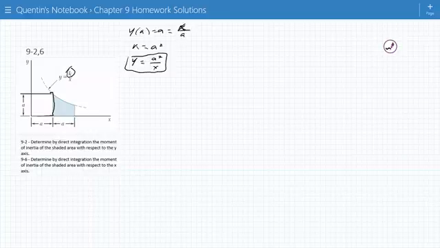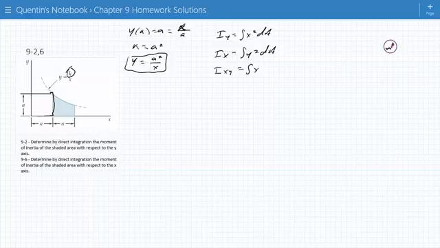Now that we have that, let's actually do the problem. So how do we do this? Well, what do we know? We know Iy is the integral of x squared dA. Ix is the integral of y squared dA. And we know that Ixy is the integral of xy dA. Well, let's define a little strip. Let's do a differential strip. So let's define this little rectangular strip. Okay, what do we know about that? The thickness is dx, and the height at any point in time is y. So dA, the area of that little differential strip, is height times thickness, so y dx.